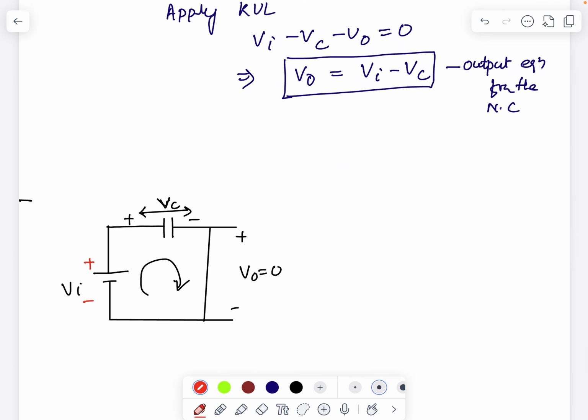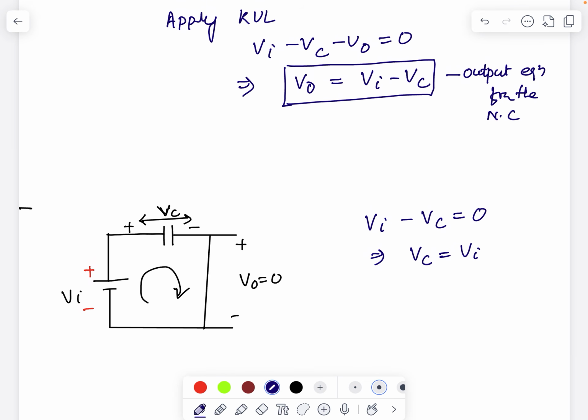In this circuit, if I apply KVL, minus to plus I get plus VI, then plus to minus I get minus VC equal to 0. So VC equal to VI. The capacitor voltage equals VI. As I told you, the capacitor can charge up to the maximum voltage. When the diode is forward biased, the capacitor charges up to the maximum voltage. As the maximum voltage is Vm, the capacitor voltage is VC equal to plus Vm.